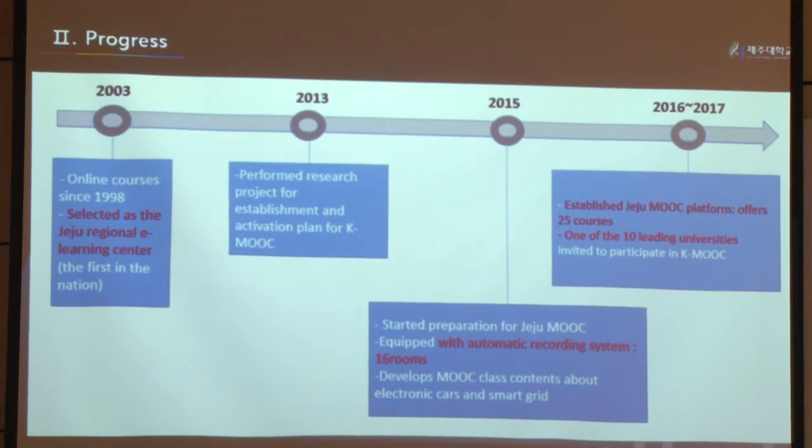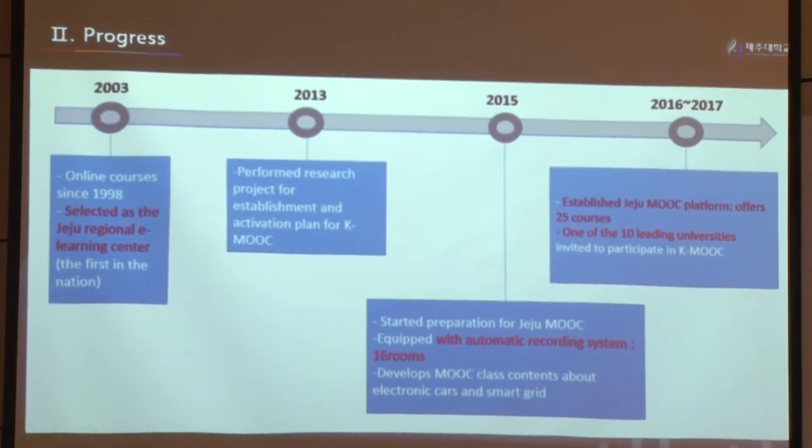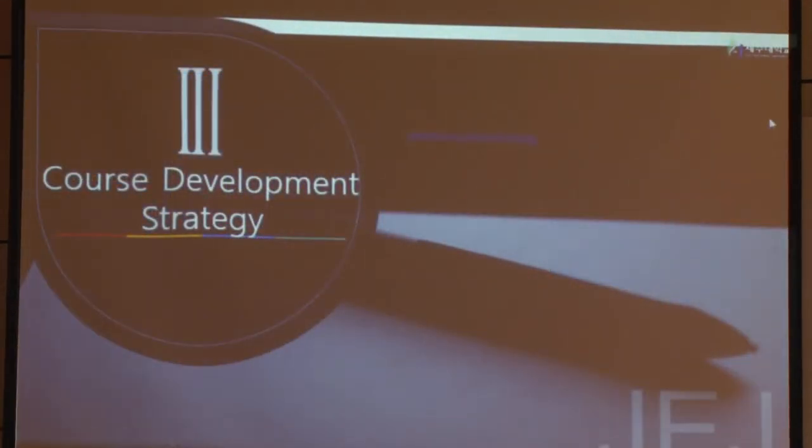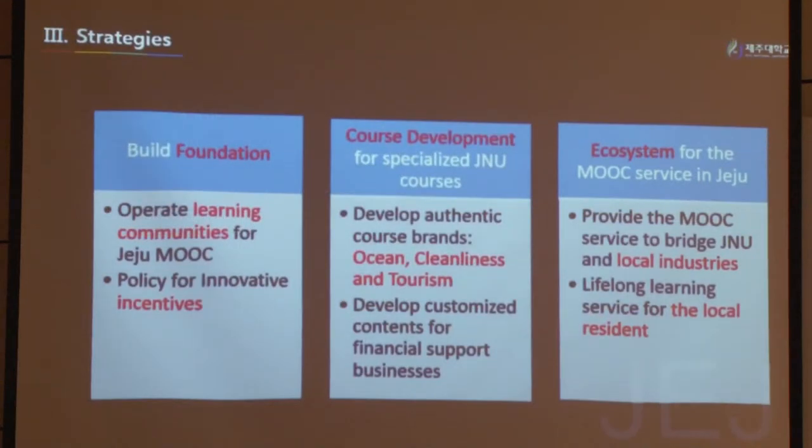Currently, we are developing more MOOC courses. As I mentioned, we have 25 courses, and within 3 years, we are thinking to develop 8 more MOOC courses. Okay, the next slide is about the strategy that we have for the MOOC service.